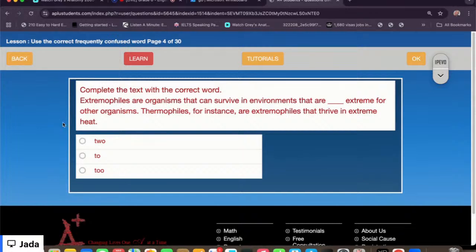All right, so we have: extremophiles are organisms that can survive in environments that are dash extreme for other organisms. Thermophiles, for example, are extremophiles that thrive in extreme heat. So two or too, which of these is the right one?